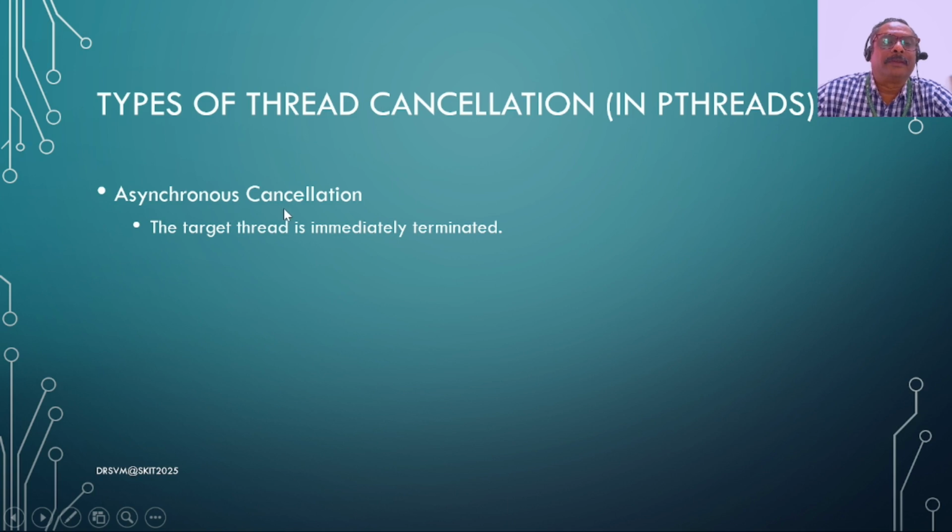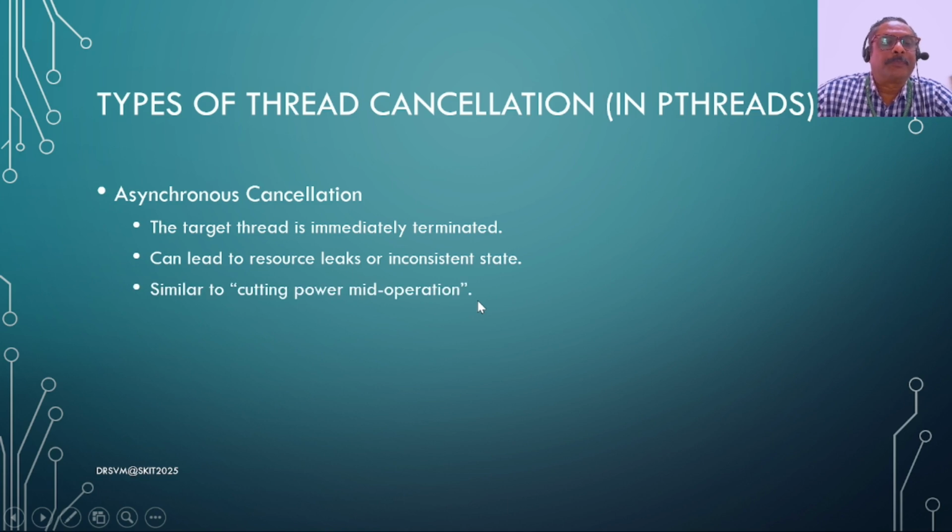And there are types of thread cancellations. One is asynchronous, that is the target thread is immediately terminated. The moment we say stop, it stops working, and this can lead to resource leaks or inconsistent state, because when we say stop, we are not sure whether that particular thread is using some resources. It may have locked some resources for its usage, and if we stop it without releasing them, it's going to create a problem, and definitely it is not recommended. So it is like cutting the power mid operation, so it just hangs there.